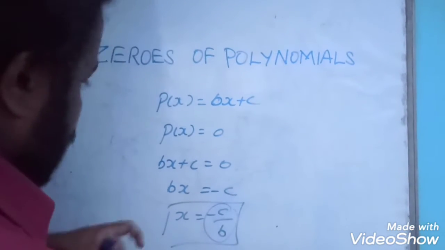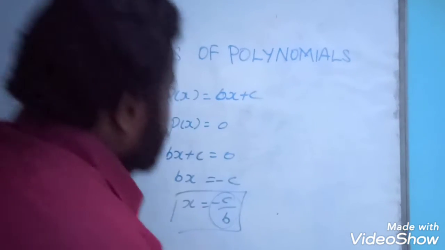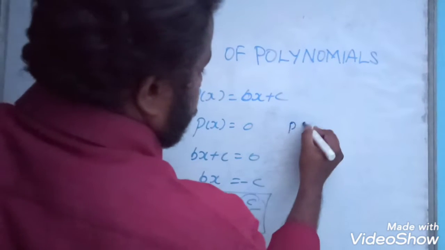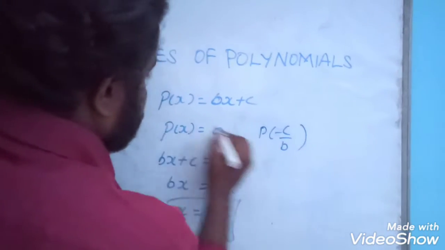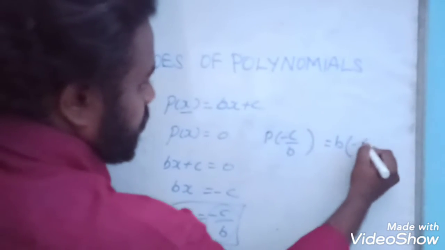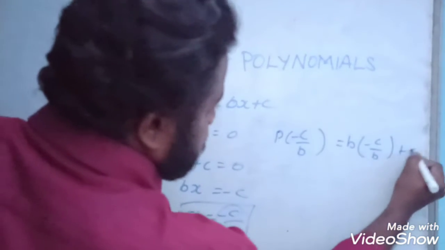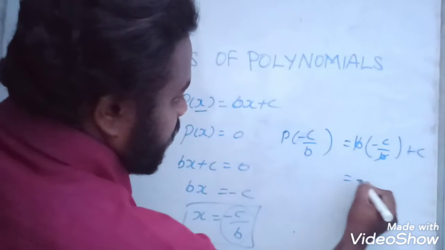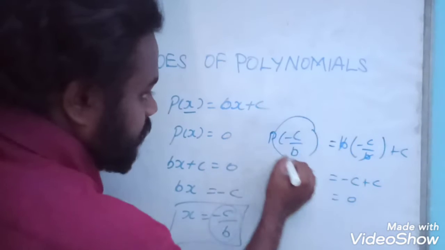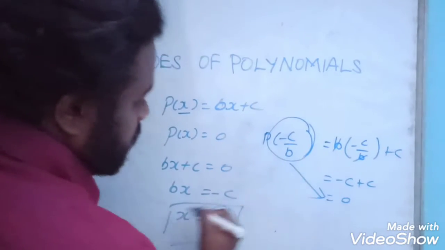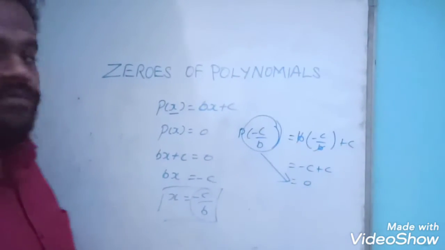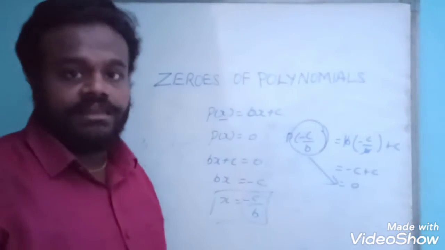How do you say minus c by b is the zero of the polynomial? I just substitute p of minus c by b. Instead of x, I substitute minus c by b. Here b into minus c by b plus c. b will get cancelled. The remaining minus c plus c becomes 0. So when we substitute for x, the value becomes 0. This is the method to find the zeros of the polynomial.